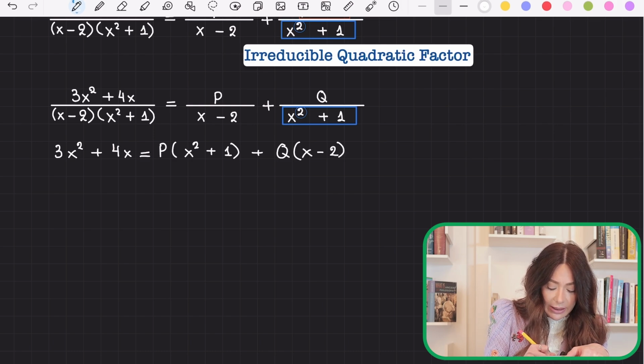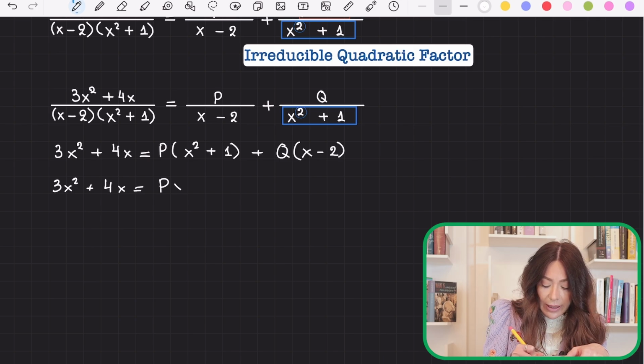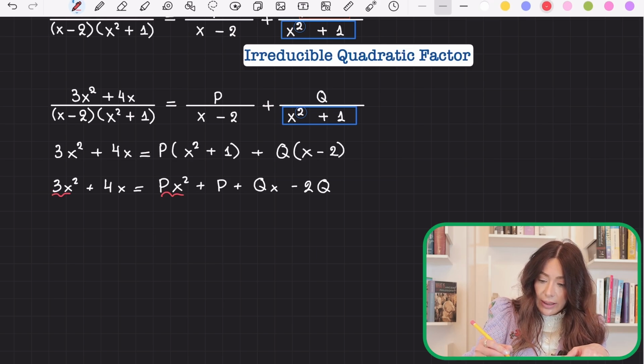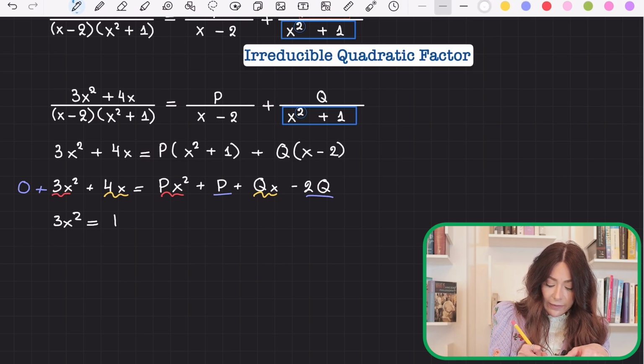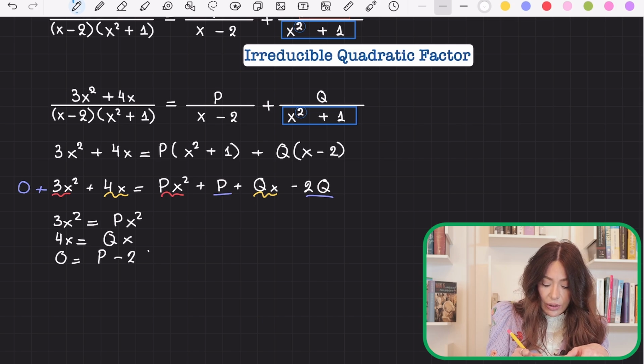Again, forget about the denominators. This step, I'm going to open the parentheses and I'm going to underline like terms. That's all I have in terms of x squared, all I have in terms of x, and these are the constants. And on the left side, I don't have any. Okay, 3x squared on the left, on the right, px squared. 4x equals qx, and 0 equals p minus 2q.